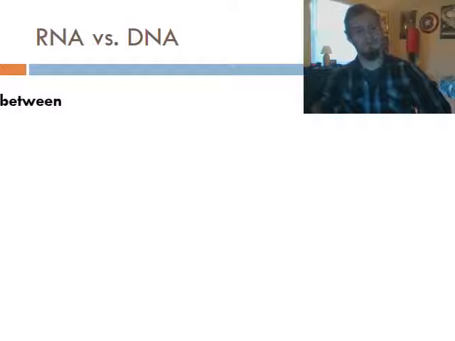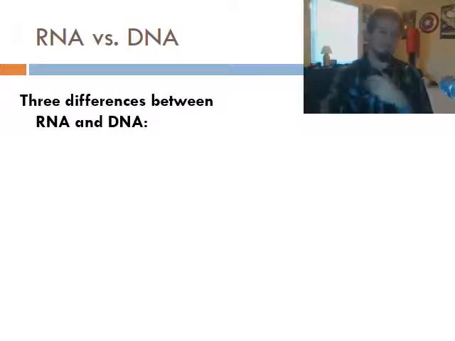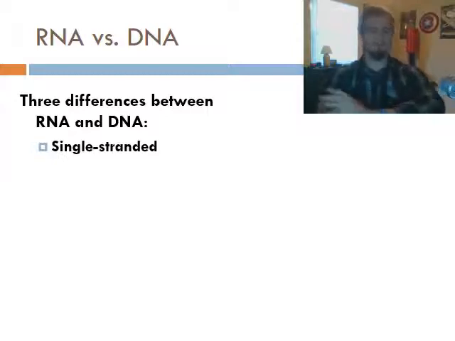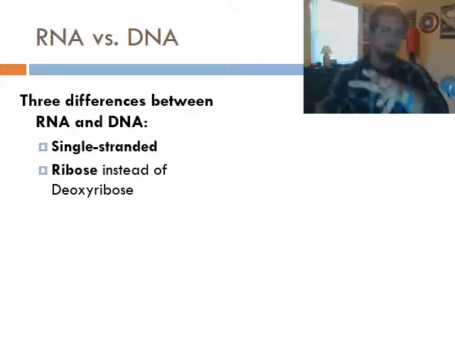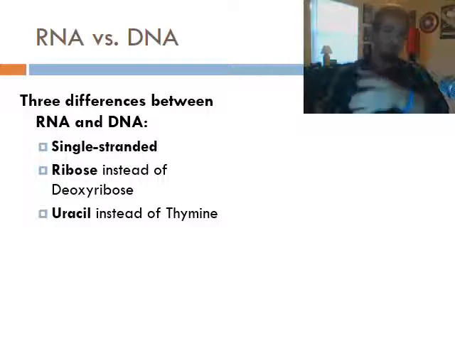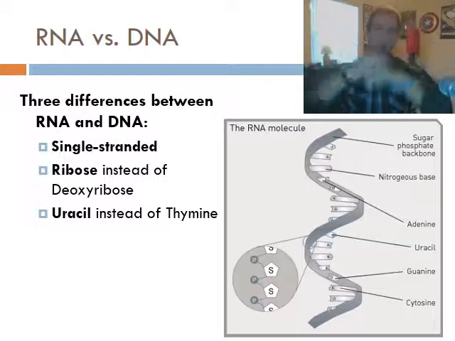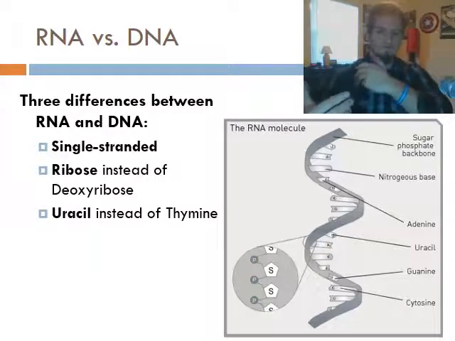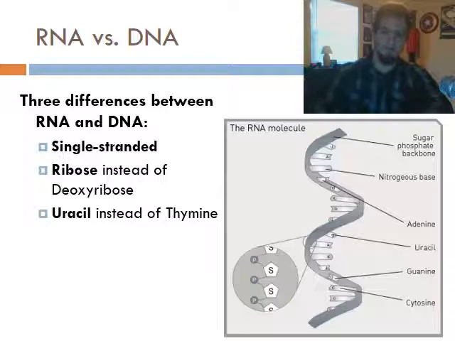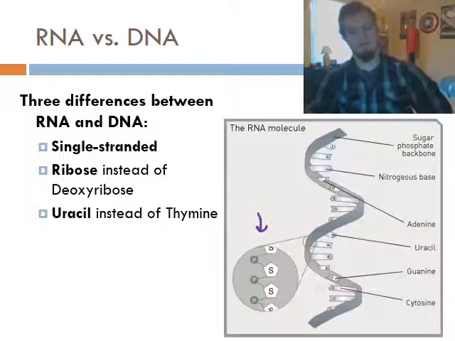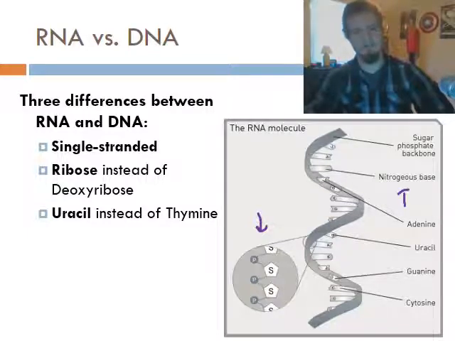So, RNA versus DNA. There are three major differences between the two: RNA being single-stranded, using ribose instead of deoxyribose, and using uracil instead of thymine. So as you can see from the picture right down here, the RNA molecule is made of phosphates and sugars, just like we have right here. So we still have the same backbone, but the difference is, instead of using thymine, designated as T, we use uracil, designated as U.